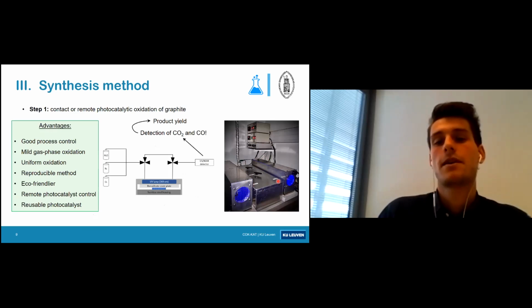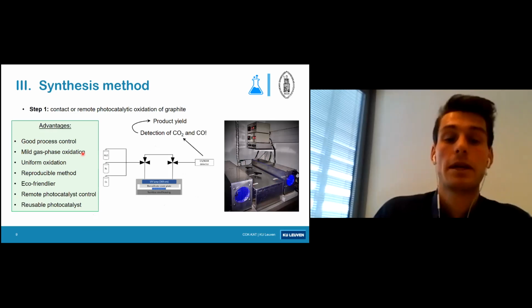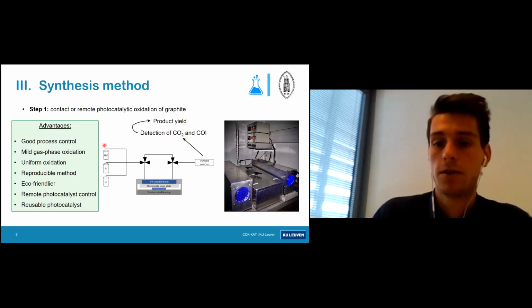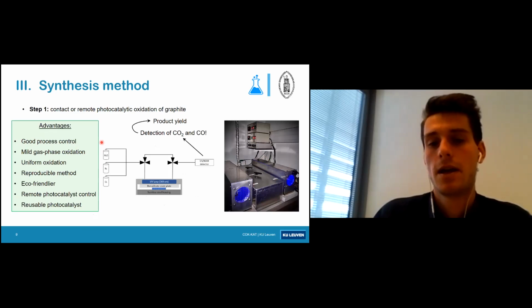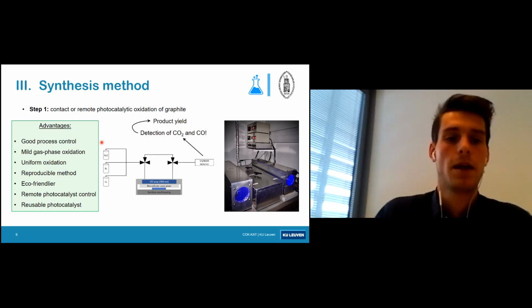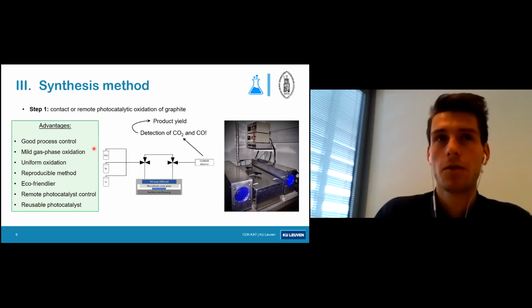So the advantages of these methods are the following. You have an excellent process control. The process control is actually great. You can tune the oxidizing gas mixture, temperature, reaction time, also the distance between the layers, the amount of catalyst and carbon powder or carbon material. We have at the same time a mild gas phase oxidation, because that's also very important and quite special, because most graphite oxidation methods are more aggressive and harsh.